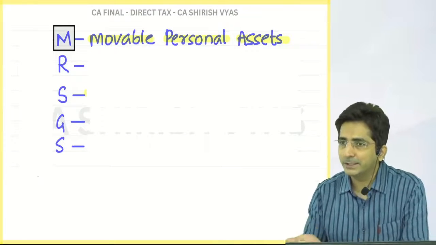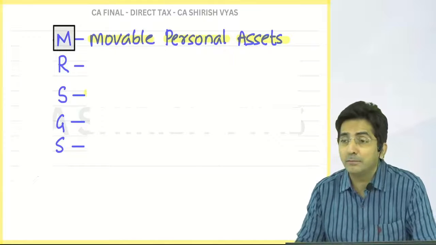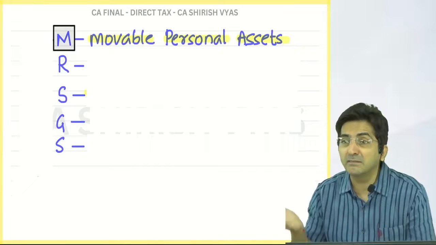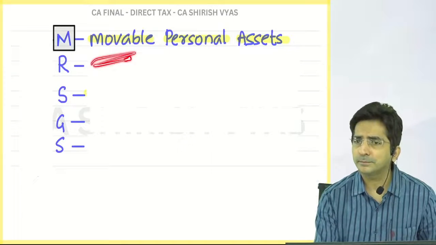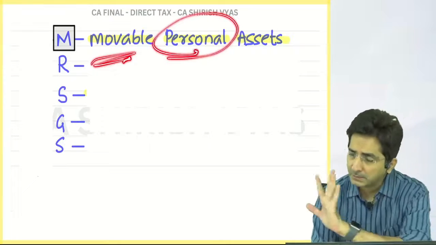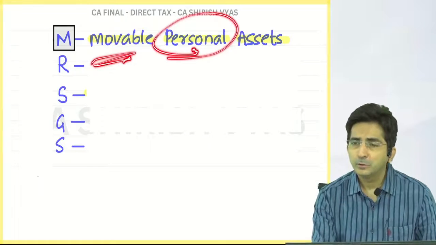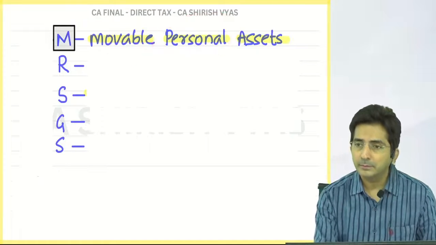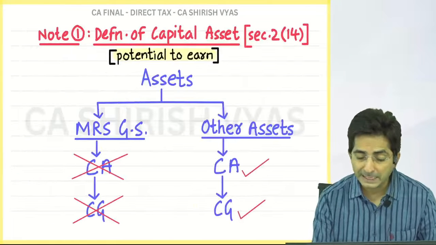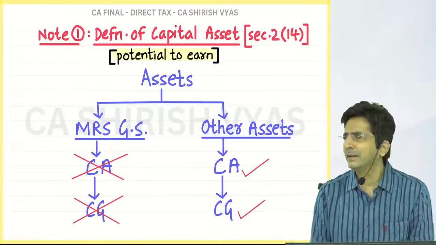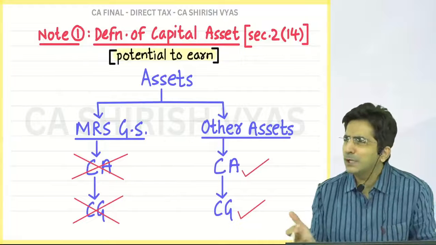Like television, music system, fridge, washing machine. Tell me, these are movable items or not? We use them in our personal life or not? So that's why they are what? They are capital asset or not? They are not capital asset. Why? Because they do not have potential to earn.